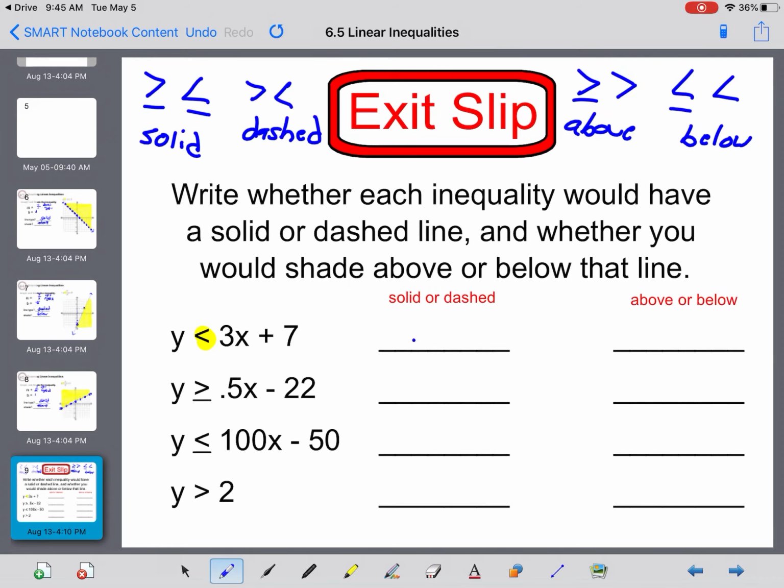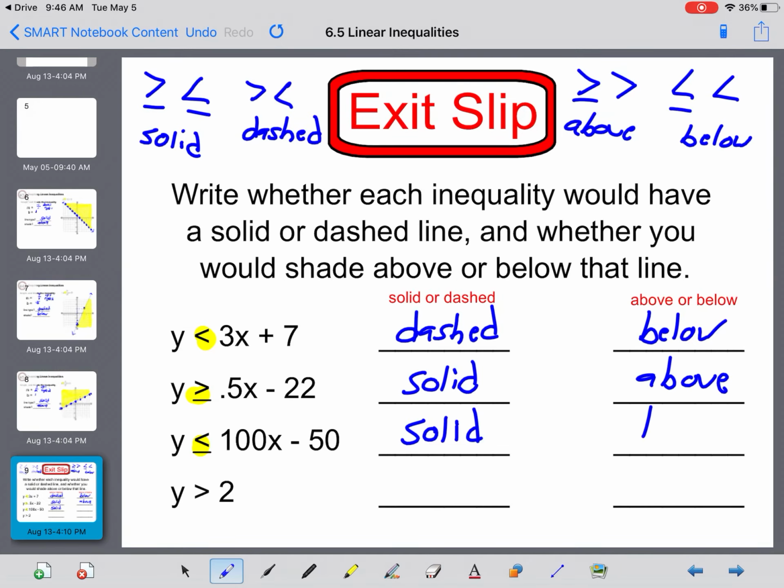Y is less than 3x plus 7. Less than is dashed. And below. Greater than or equal to, solid, and above. Less than or equal to, solid, and below. Greater than, dashed, and above.